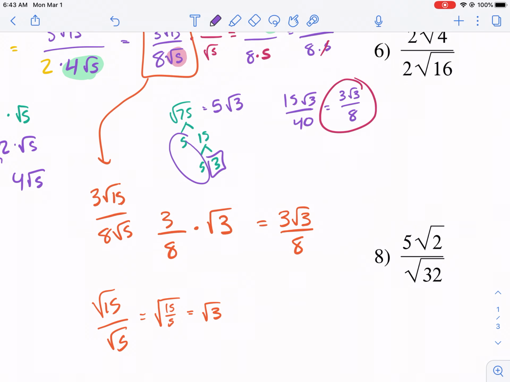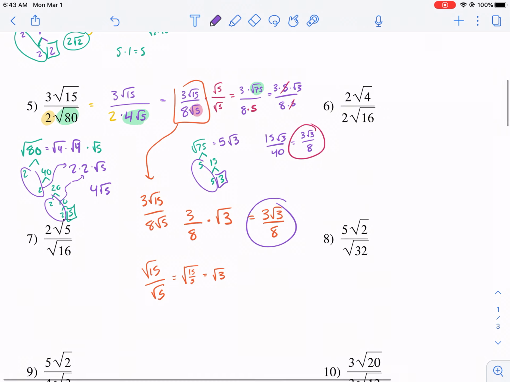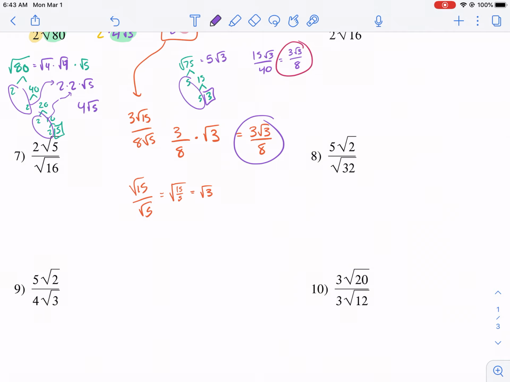You're like, whoa, that's way easier. But it doesn't always work out that way. That's why I wanted to show you the first way, where you multiply by the radical over the radical first, so you understand how to do that, but sometimes you can look for that also.